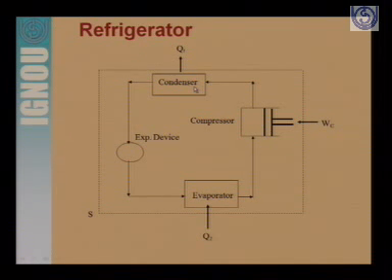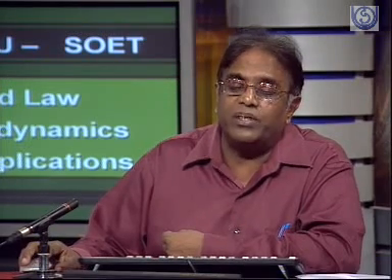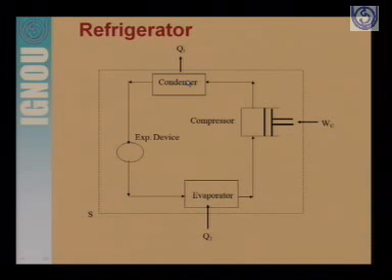Here the temperature and pressure are very high, and since the heat is to be rejected to the surrounding, the temperature of the refrigerant has to be much higher than the temperature of the surrounding, otherwise heat will not flow. We all know that heat always flows from a high temperature body to a low temperature body. After that the high pressure and high temperature refrigerant enters the expansion device, where we use a thermostatic valve. When it passes through the thermostatic valve, the pressure and temperature decrease again, and after that it enters the evaporator again.